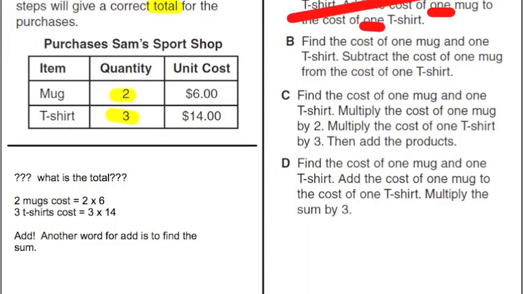Okay, let's look at answer choice B. Find the cost of 1 mug and 1 t-shirt and subtract it from the cost of 1 mug from the cost of 1 t-shirt. Again, find the cost of 1 mug and 1 t-shirt. We already know that the unit cost for 1 is $6. That one's not going to work either. So let's go ahead and get rid of that one.